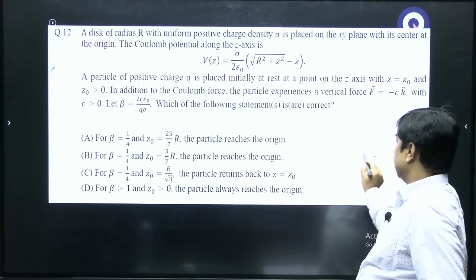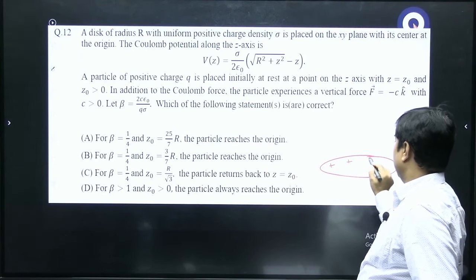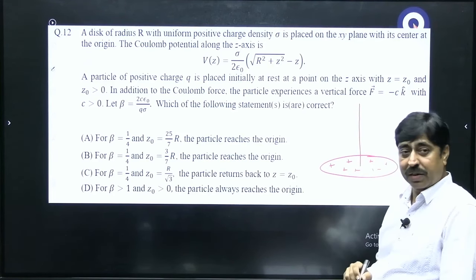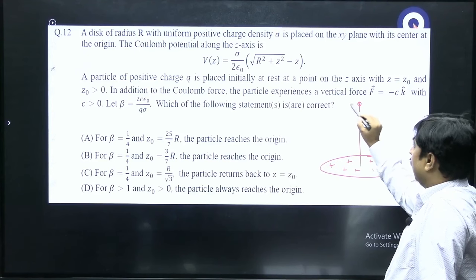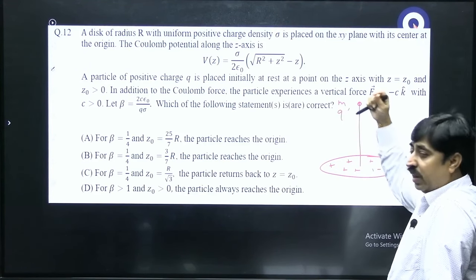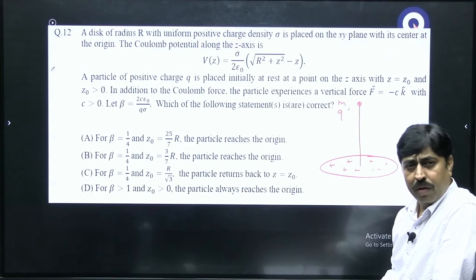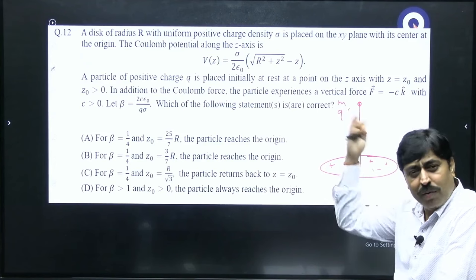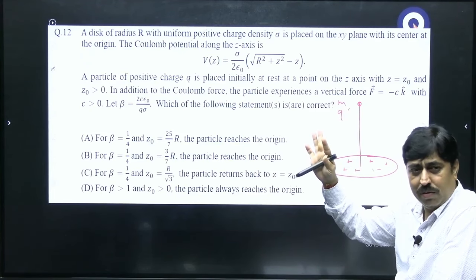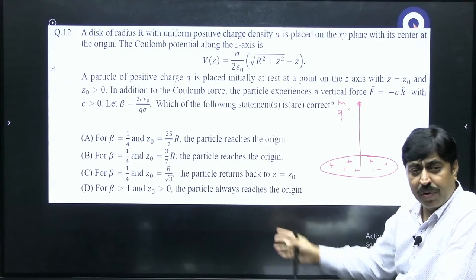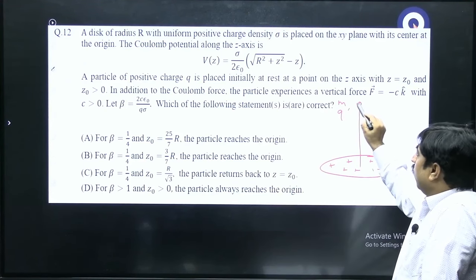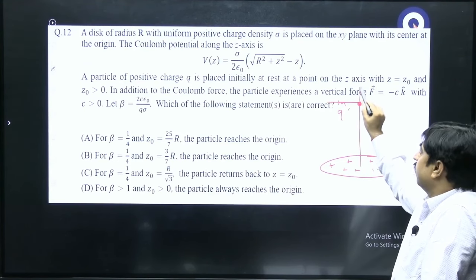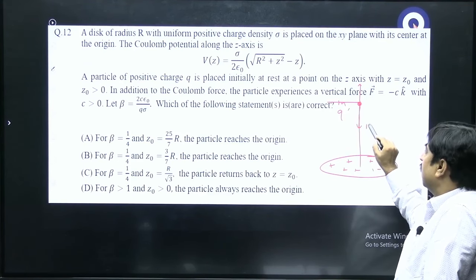That there is a charged disk, and on its vertical axis there is a particle having mass m and charge q which is released from some height. Whether it will reach the disk or not, something of that sort, a question was there in a very old IIT JEE question paper. It is the same setup. When you release this mass, it experiences two forces, the electrostatic repulsion of this charge and one is gravitational.